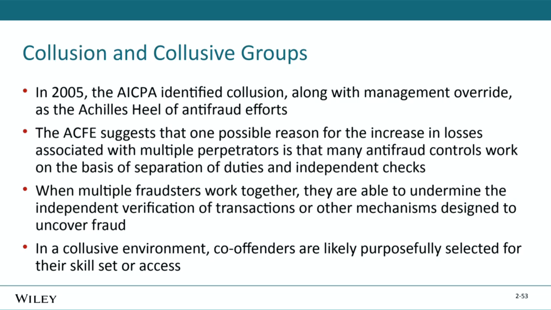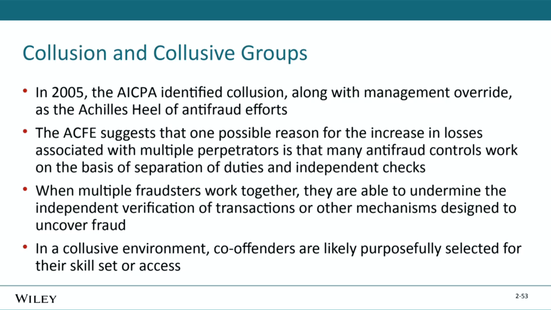In a collusive environment, co-offenders are likely purposefully selected for their skill set, more likely their access, right? So one person or two people say, who do we need in on this? We need this person. Again, you see this in the movies. Okay, let's see if we can get so and so in on it. And usually they find a reason. Your boss is treating you terribly, isn't he? Yeah. Join us. And then you take the controls away.